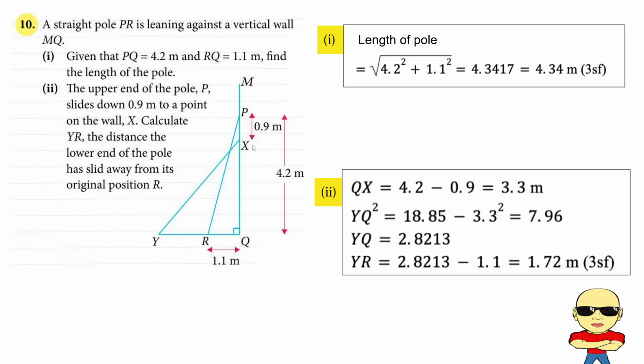Let's find QX first. QX is 4.2 minus 0.9, that's 3.3. So this length is 3.3. Then we want to find YQ, using the right angle triangle YQX and Pythagoras theorem. YQ squared is 4.3417 squared minus 3.3 squared, which is our QX squared, giving us 7.96. Square root that, YQ is 2.8213. Therefore, for YR, we just subtract 1.1 meters, which gives us 1.72 meters.